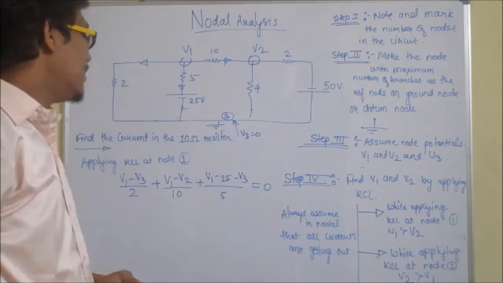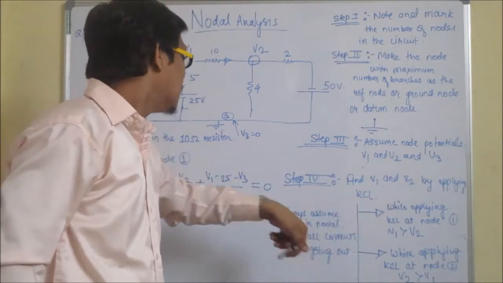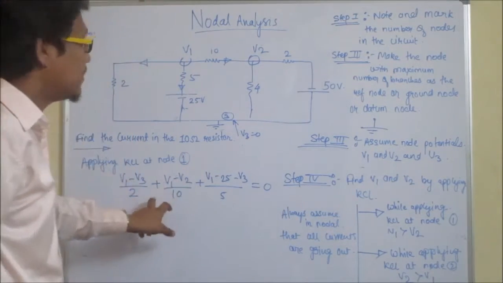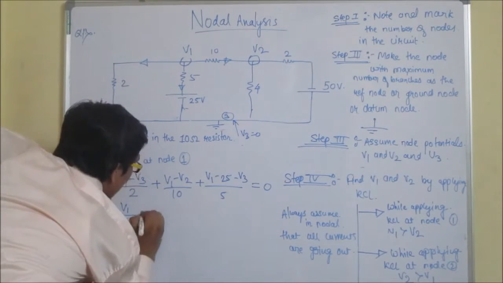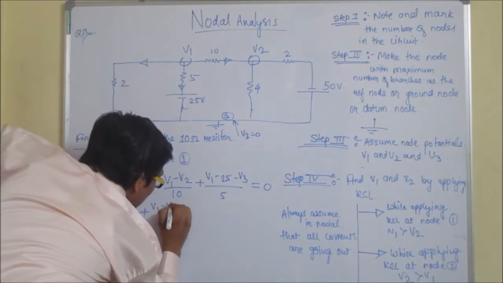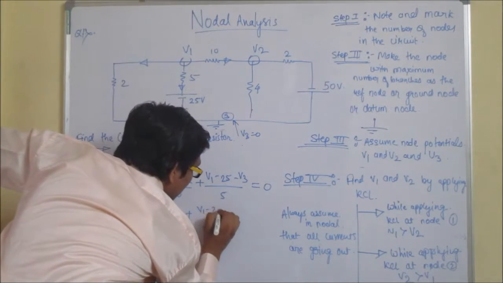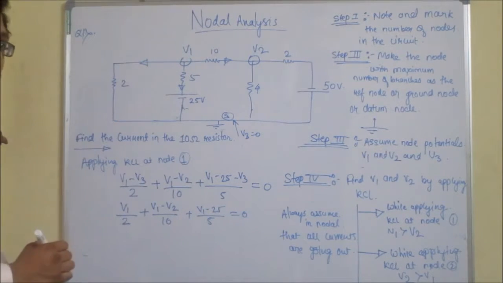Now, what is the value of V3? V3 is equal to 0. Substituting it over here, I will be getting V1/2 plus (V1 minus V2)/10 plus (V1 minus 25)/5 is equal to 0. Right?